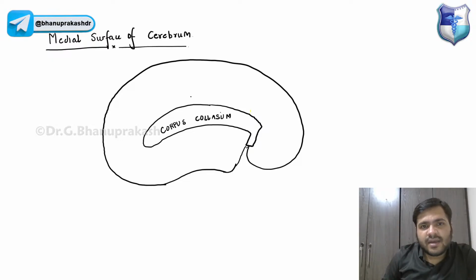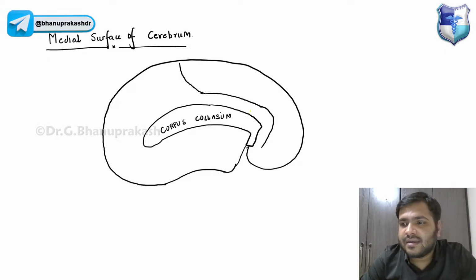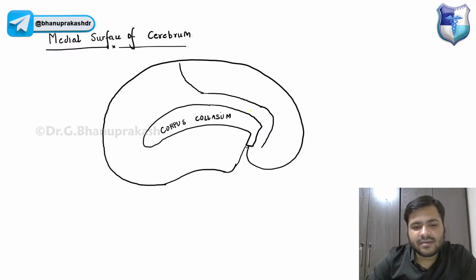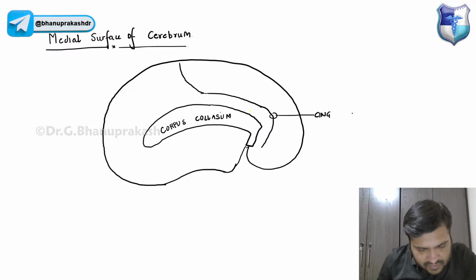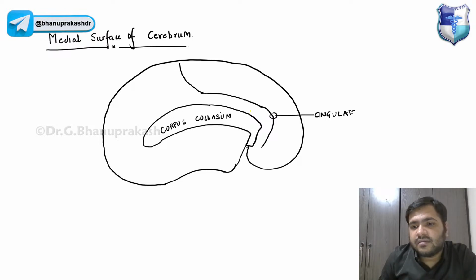Now, above the corpus callosum, guys, you will see a sulcus that is running parallel, and above this corpus callosum the sulcus will be running upwards also, right? And this sulcus over here, it is called as the cingulate sulcus, guys. Right? This is called as the cingulate sulcus.